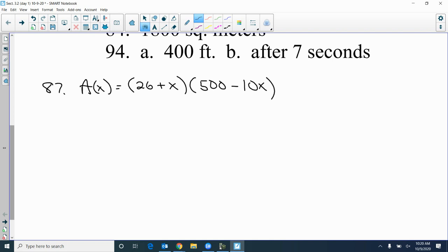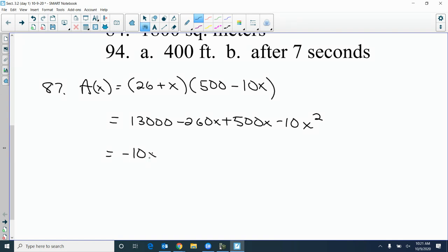Can you go through how you solved it? I had the right equation, but I still got a really wrong answer. You FOIL it, go ahead and FOIL it. Minus 260x plus 500x minus 10x squared. And now just reorganize, put it in standard form: minus 10x squared plus 240x plus 13,000. You can graph that.